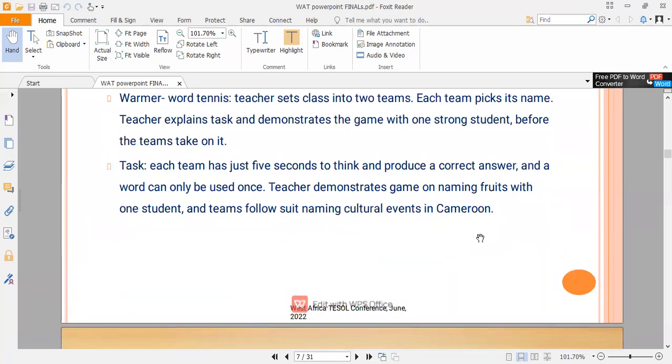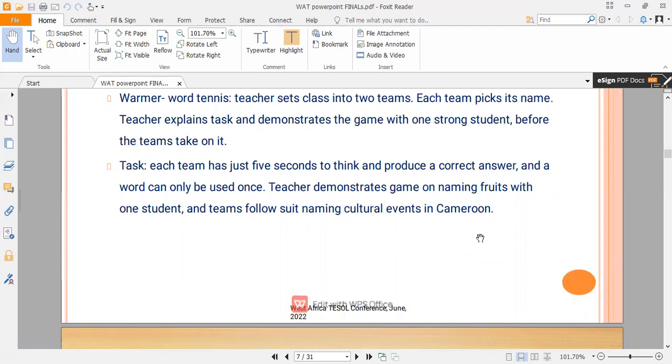So I explained the task to the learners and demonstrated with one strong student before the activity proper. For this, I demonstrated with the students on naming fruits, and the 2 other groups in the class continued. They followed suit, naming cultural events in Cameroon. Each team had just 5 seconds to produce a correct answer, and a word could only be used once.